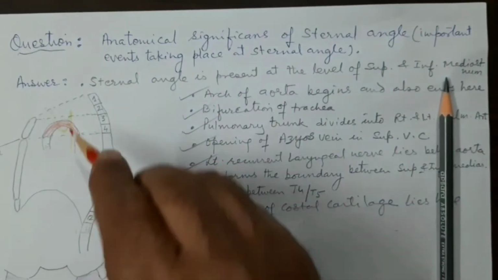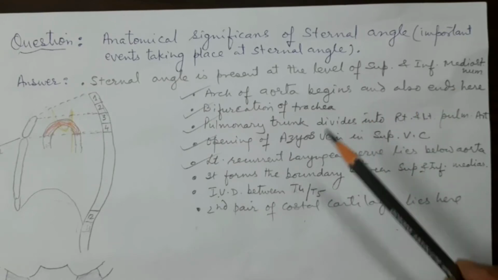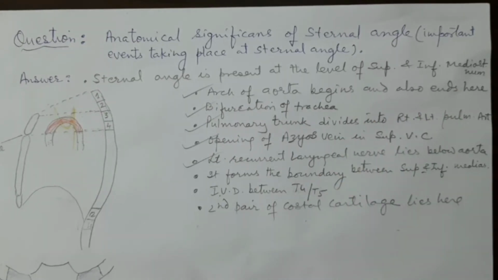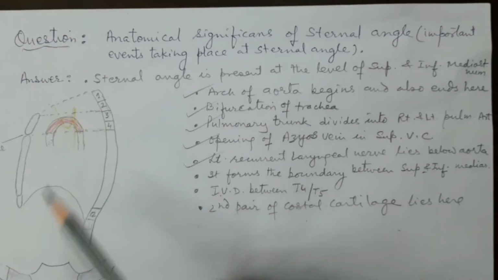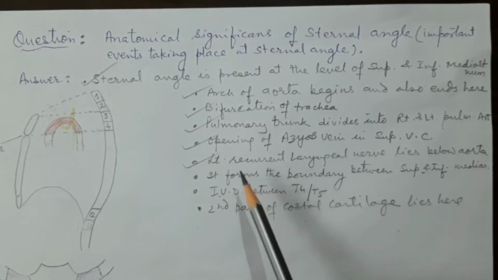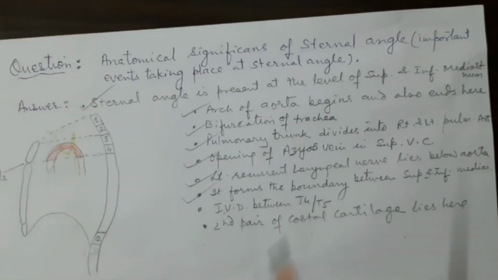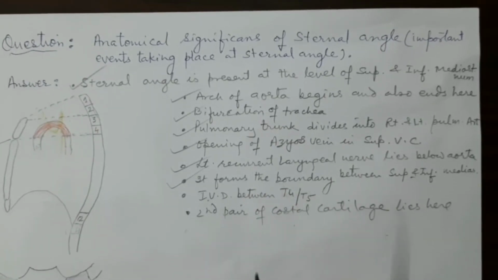So this is the arch of the aorta, and this is the left recurrent laryngeal nerve, which is a branch of the left vagus nerve. Then it also forms the boundary between superior and inferior mediastinum, that I have already covered. The first sentence was it forms the boundary between superior and inferior mediastinum, below which lies the inferior mediastinum.